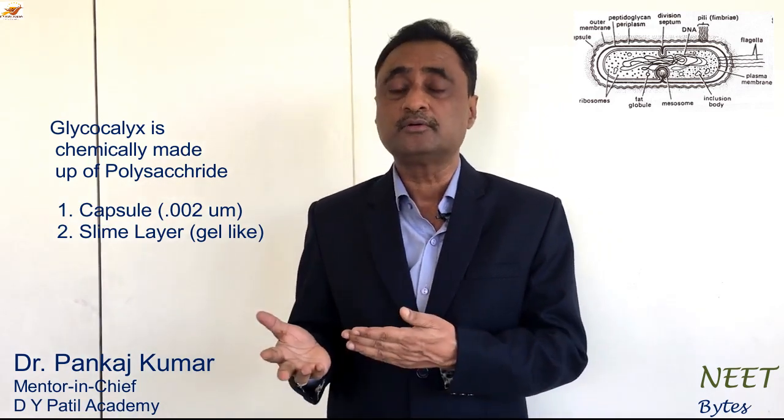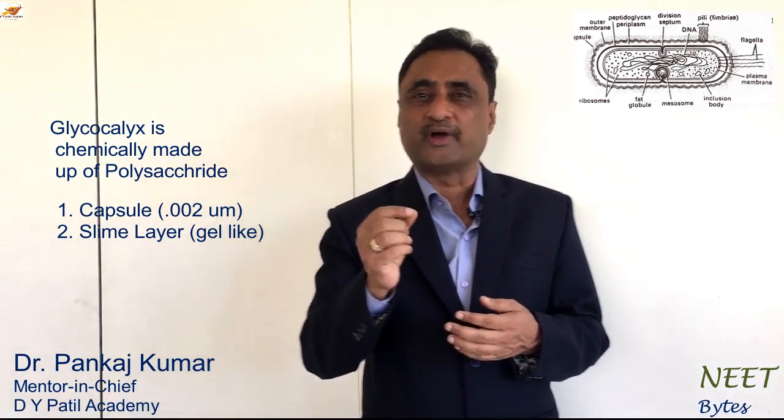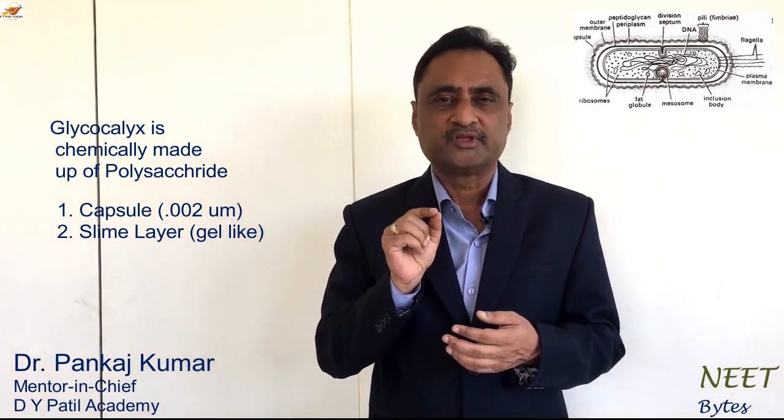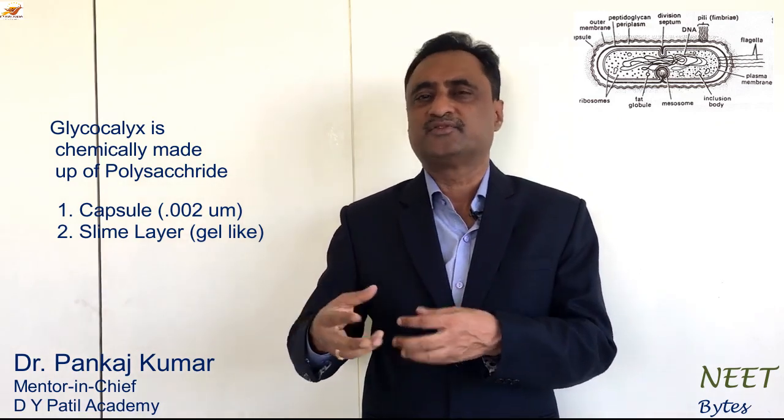In a typical bacterium, starting from outside to inside, we can say that outside there is a glycocalyx, followed by the cell wall, followed by the plasma membrane. Now what is the glycocalyx? It is made up of polysaccharides. Again, the glycocalyx is of two types: one which we call the capsule, and one which we call the slime layer, right? The capsule can be micro as well as macro, and the slime layer is just a gel-like substance.